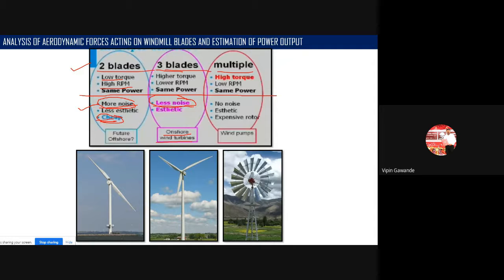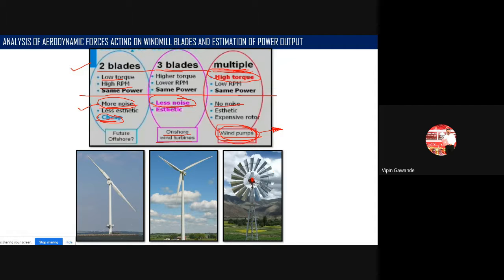Okay, if you are using multiple blades, then it has no noise, but it has high torque, and because of this high torque, we use it for various functions such as wind pumps. So we can use this for agricultural purposes, or in the hill areas, to pump the water. So for water pumping applications, generally wind turbines with multiple blades are used.